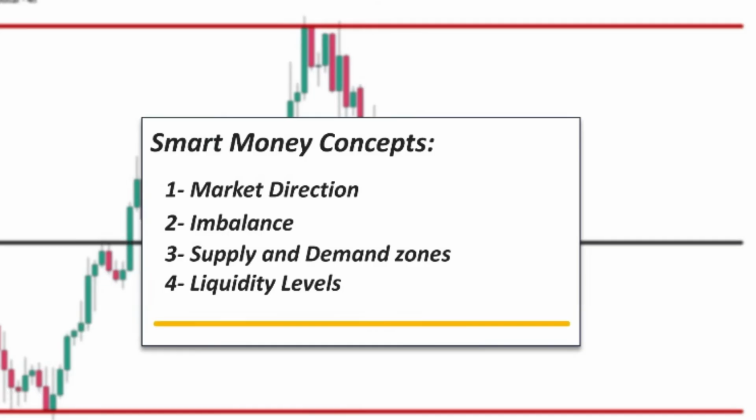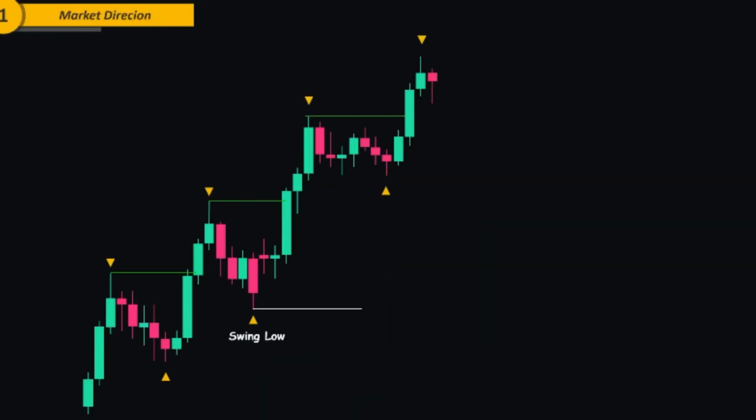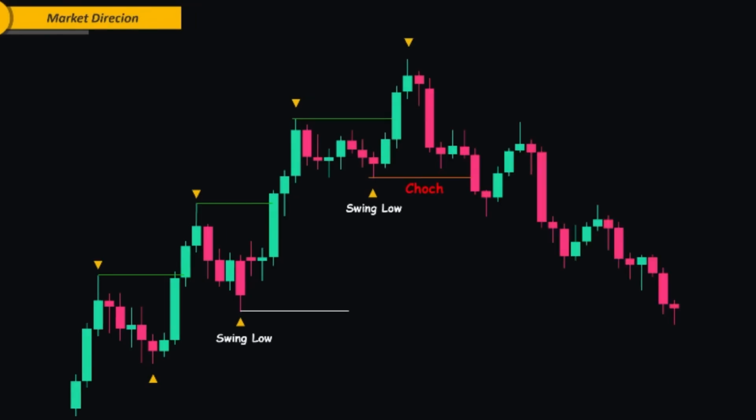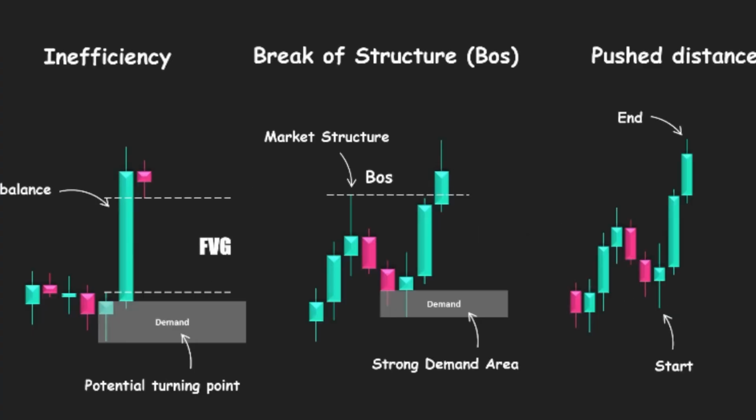This is where we begin applying smart money concepts: market direction, imbalance, supply and demand, liquidity. Let's quickly define these. 1. Market direction. A trend forms when price creates a 1-2-3 move and breaks structure. As long as price stays above the protected swing low, the trend is bullish. A break below that low creates a change of character, signaling a possible reversal.